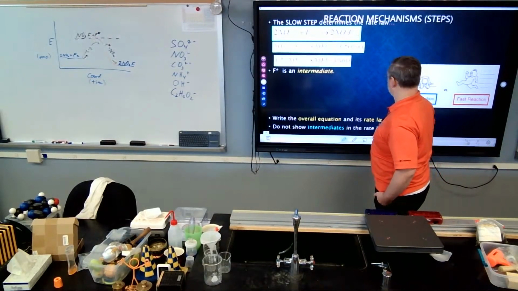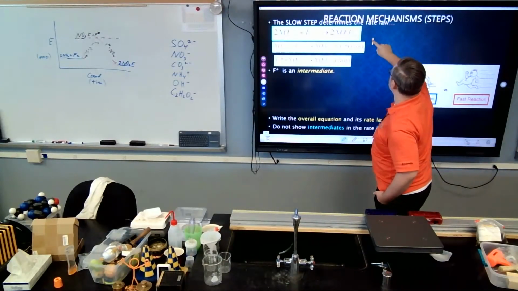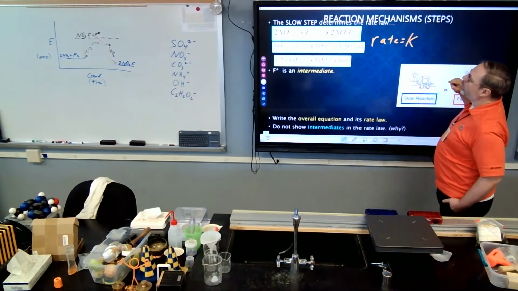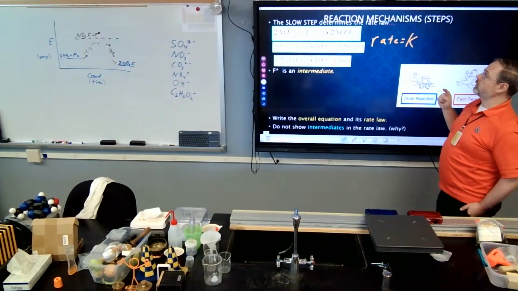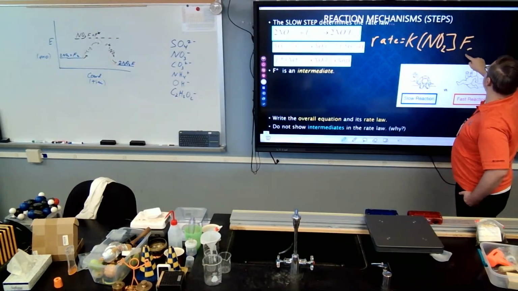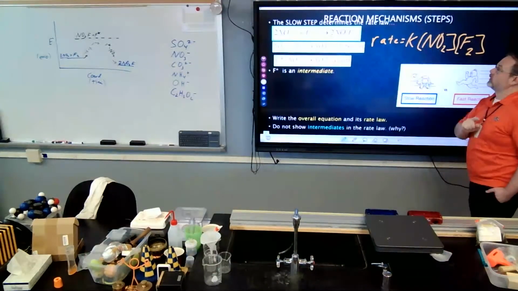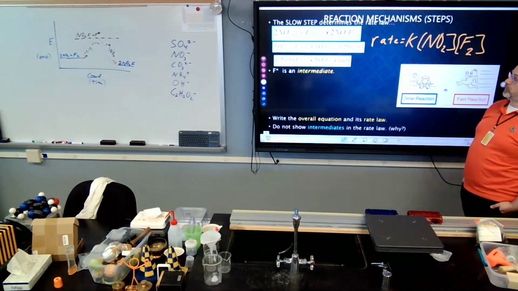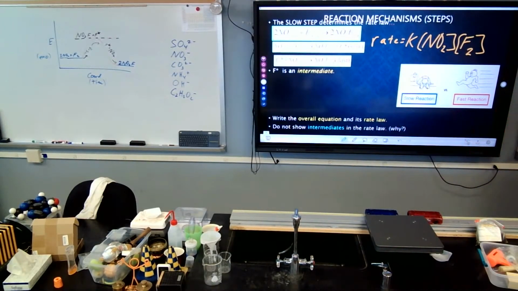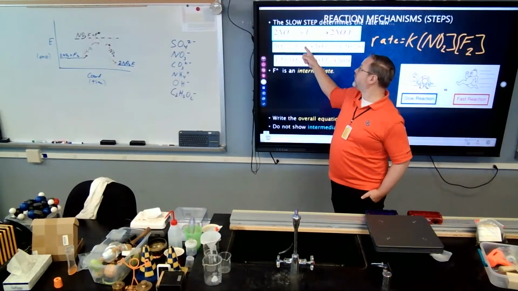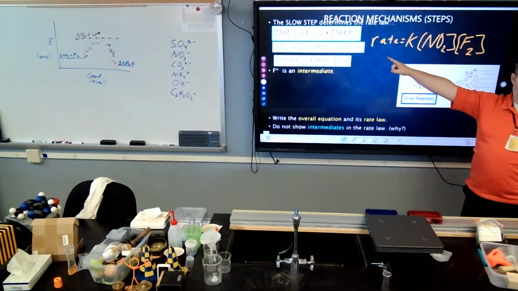So right here, we would say rate equals k, because k's always got to be there. What two things are the reactants in the slow step? NO2 and F2. That is the rate law. It's first order with respect to NO2 and first order with respect to F2, second order overall. So you notice this rate matches the reactants of the slow step, but it doesn't match the stoichiometry.